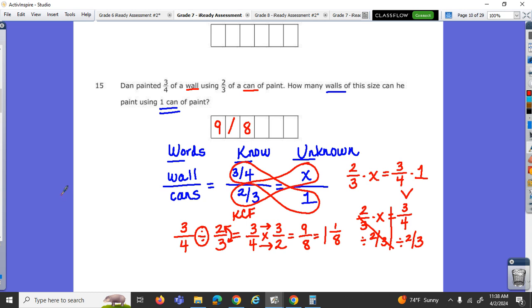All right, let's keep working. See if we can make it to number 15. So go back and work on any questions you skipped over before this.